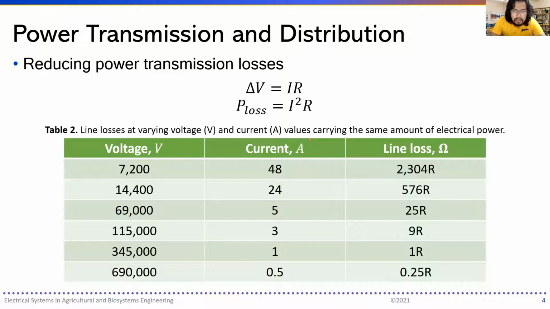So multiplying your I squared R, that would mean a line loss of, for 7,200 volts, 2,304 R, while when it's 690,000 volts, it's 0.25 R. You can see the factor in the reduction of the R. So if it is lost as heat, a very high voltage would yield a very small amount of heat loss, or line loss via heating.